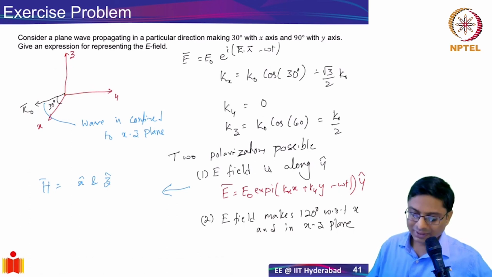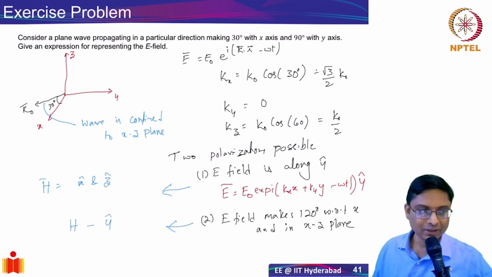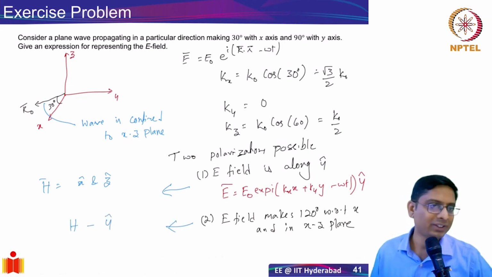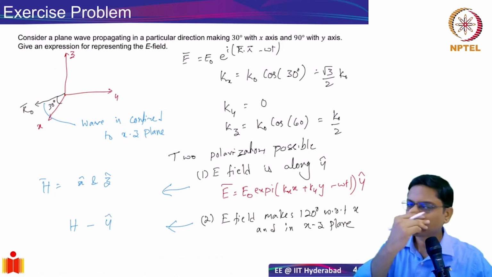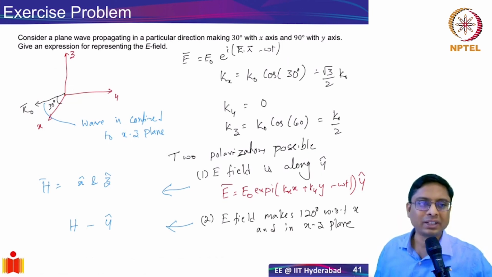Or if you choose a second case where my electric field makes these two components, x and z cap, then my magnetic field is going to be simple. In this case, the magnetic field will be in the y cap direction. So these are two independent polarizations that are possible for a wave which is propagating in a medium. Many times, these are two degrees of freedom that are associated.